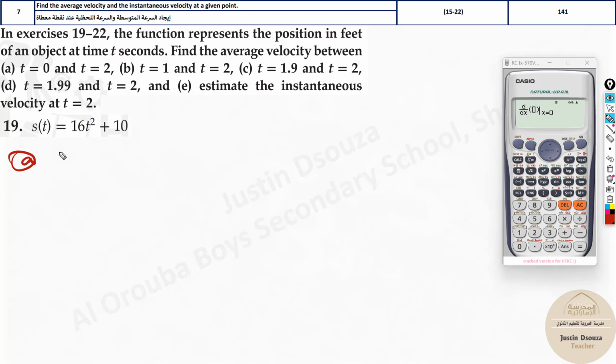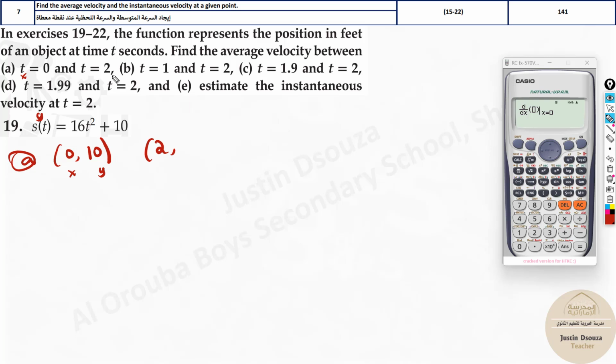So what is the given value of x? That is t. So I will take the first value as 0. What is the y value? This is x, this is y, right? Given the function, how do you find the y value? Just substitute this 0 instead of t and solve it. You can use your calculator, but for this one it's very simple. 0 squared is 0, 0 times 16 is 0, only 10 remains, so the answer will be 10. And then, what about the next point?